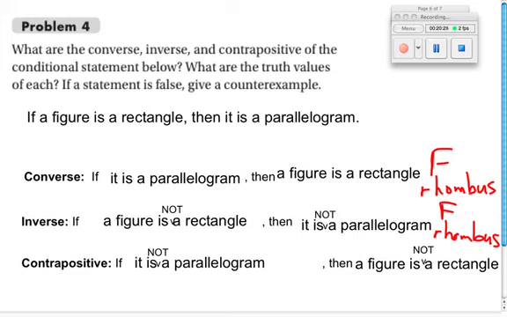The contrapositive is, if it is not a parallelogram, then a figure is not a rectangle. And finally, what is the truth value of that statement? If it is not a parallelogram, then it is not a rectangle. That one is true. If the original statement is true, remember the contrapositive, therefore, will also be true.